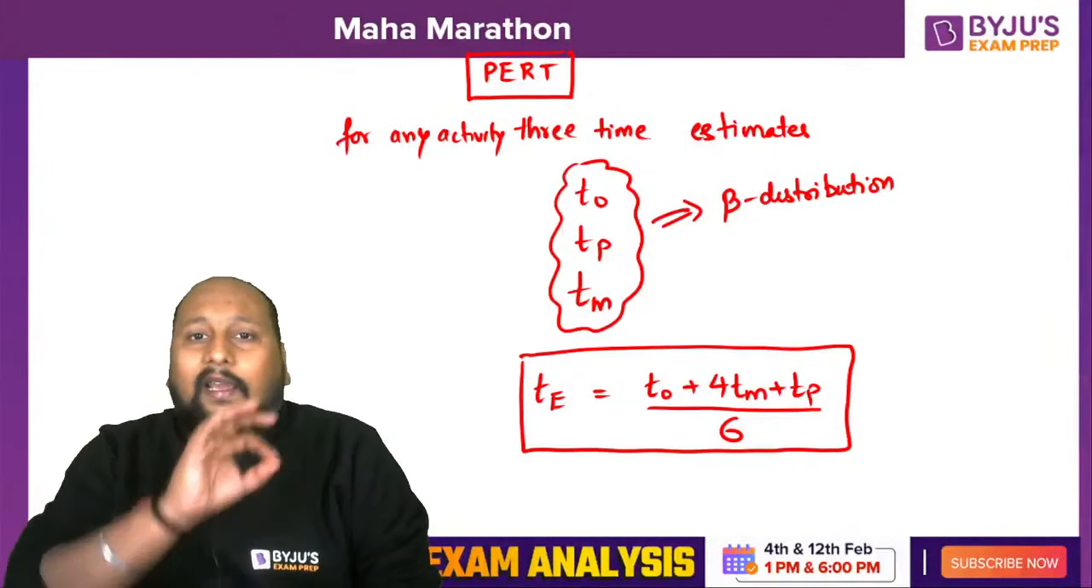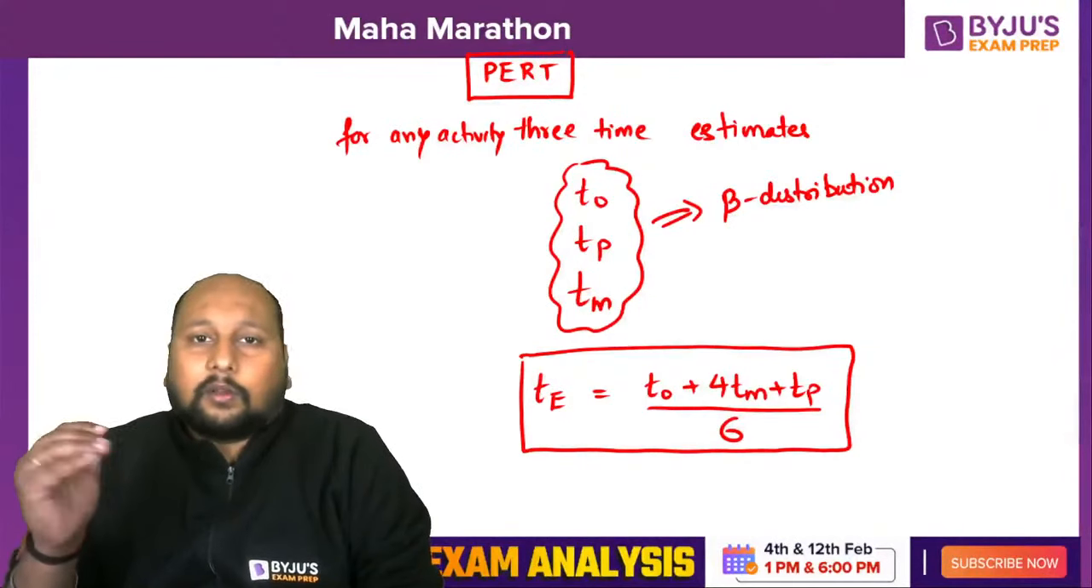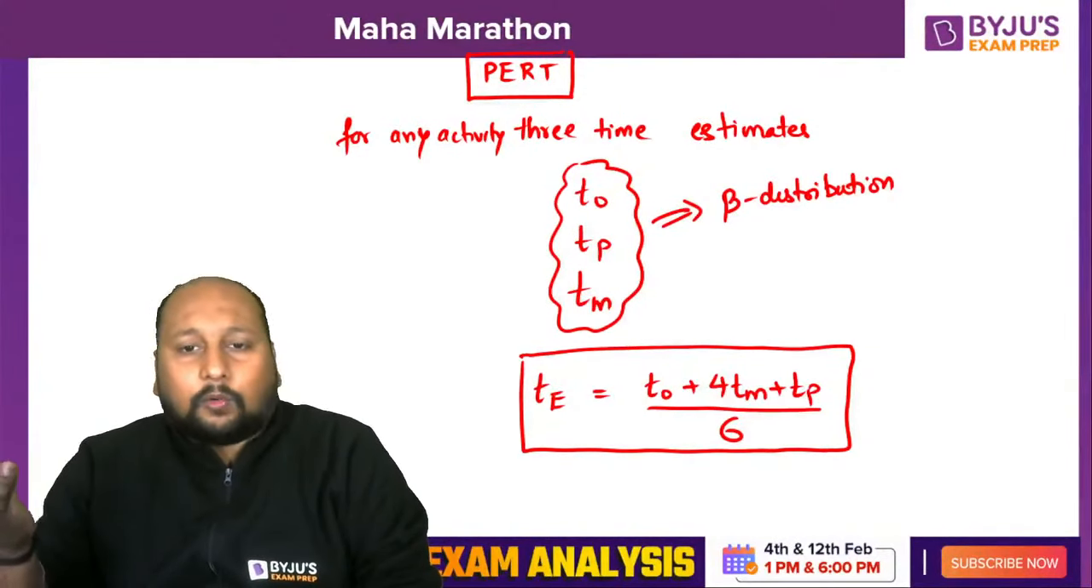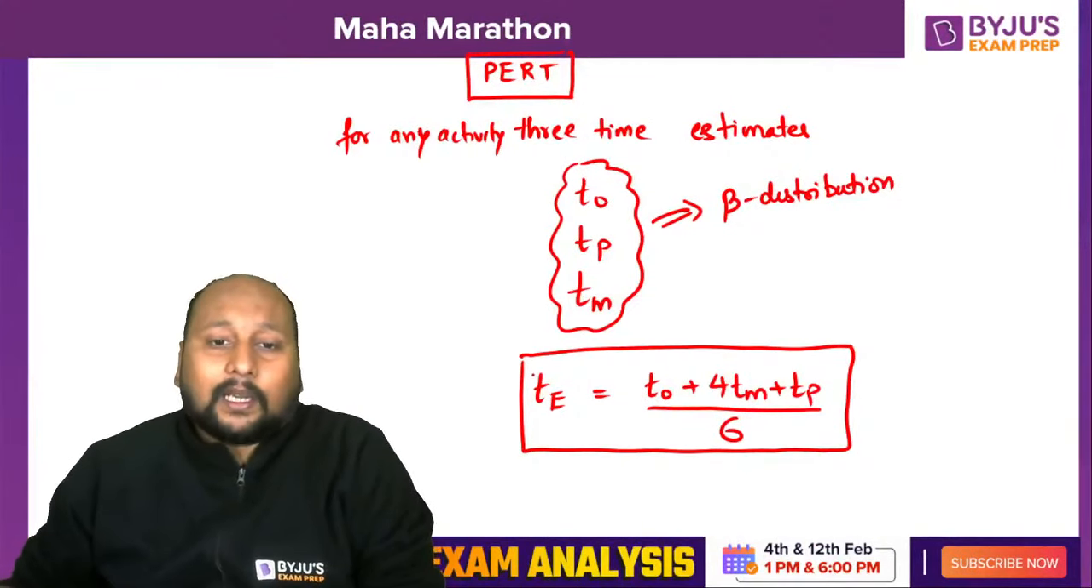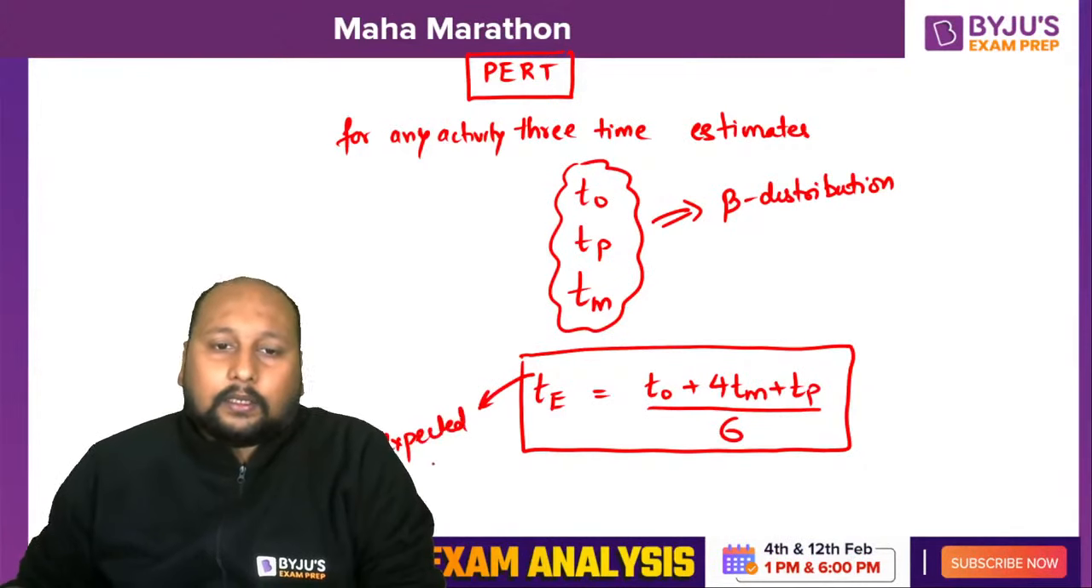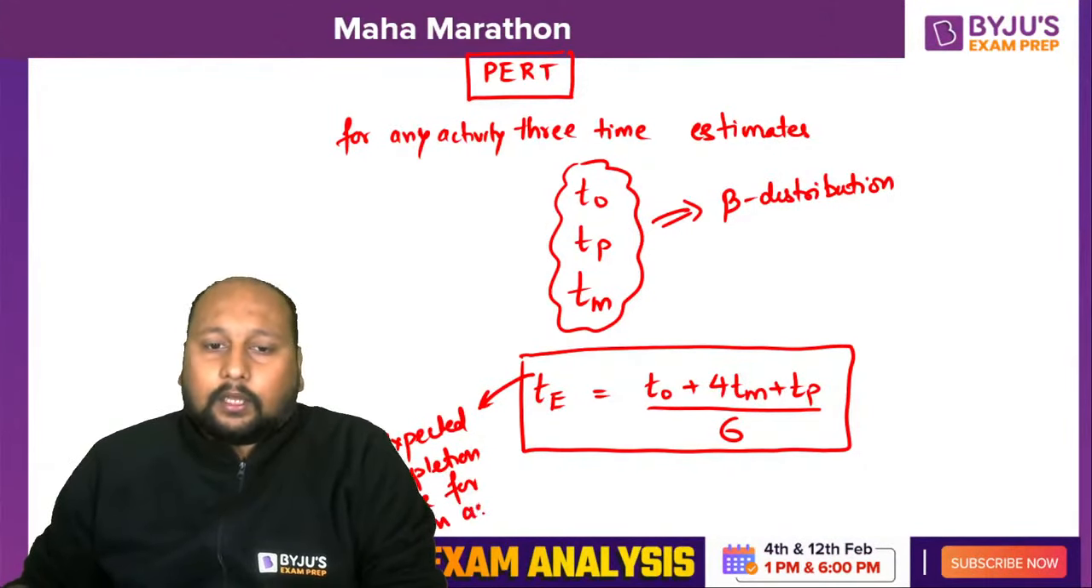So in order to tackle this condition, because PERT is a probabilistic model, we try to have one time estimate, which we call the expected time of completion, or expected completion time, for an activity.